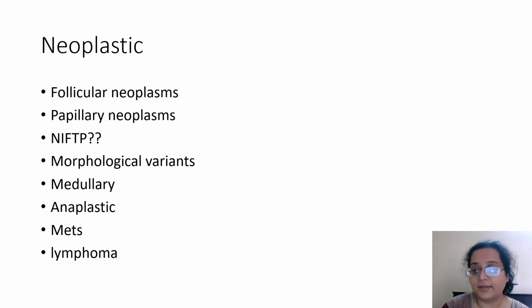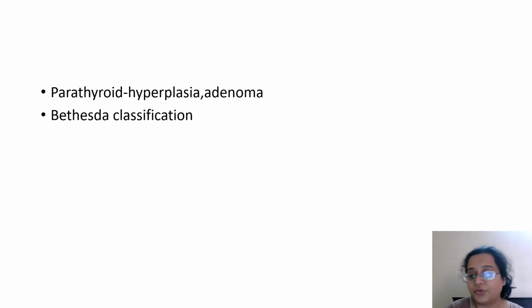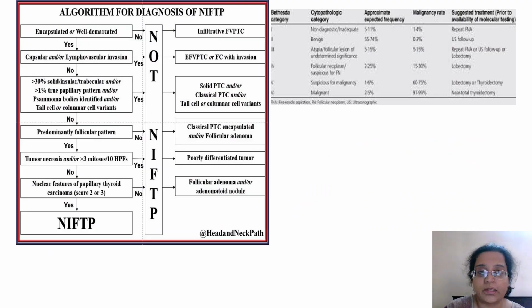Then neoplastic. This is a list of neoplasms that you see. I'm going to discuss NIFTP properly because NIFTP is very, very important. And then of course I'll show you a parathyroid slide, but I have shown you. Okay, those were the malignancy slides, which I've already discussed earlier. I have shown you intranuclear grooves and inclusions in that. Basically, what I wanted to discuss is NIFTP with you.